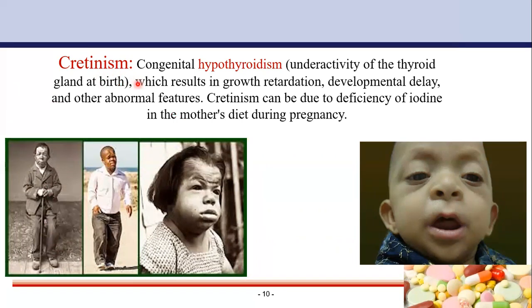Another disorder is called cretinism. Cretinism is congenital hypothyroidism, underactivity of the thyroid gland at birth, which results in growth retardation, developmental delay, and other abnormal features. Cretinism can be due to deficiency of iodine in the mother's diet during pregnancy. Okay, it's very important, an iodine-rich diet. It's a very important diet. You should know about it, okay?